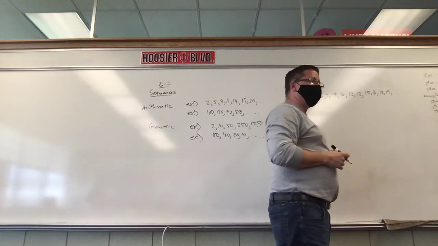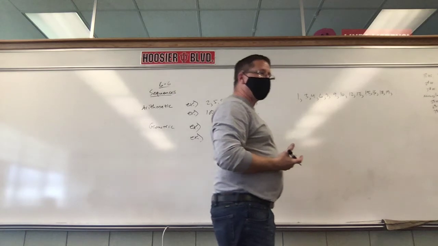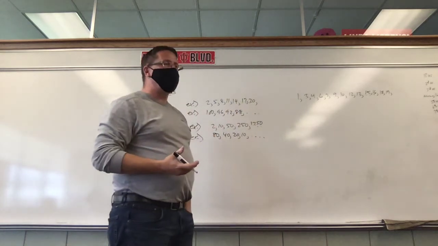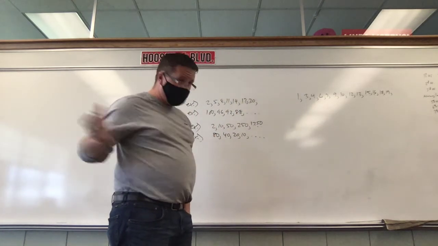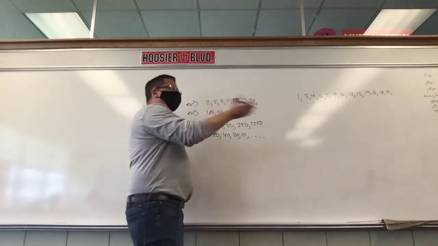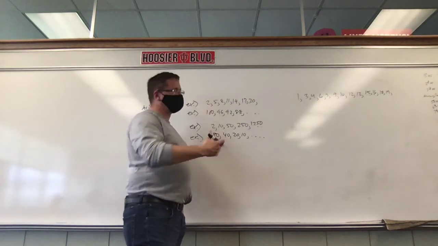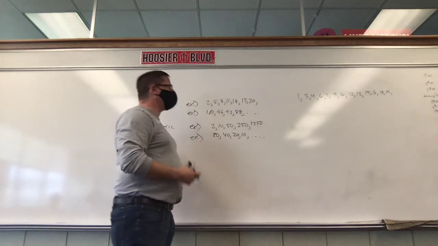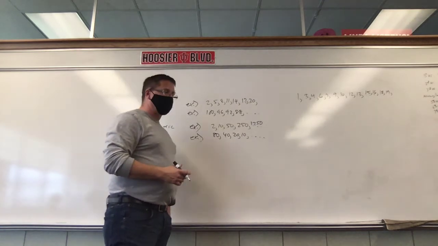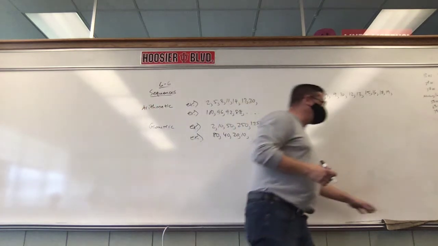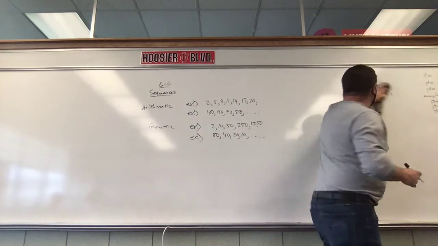So, is there a pattern? Yes. Is it arithmetic though? No, because it has to go up by the same number how often? Every time, okay? Here it's flip-flopping. It's going up 2, then it goes up 1, then it goes up 2, then it goes up 1, okay? So in that case, it wouldn't be arithmetic or geometric. So just because there's a pattern doesn't mean it's arithmetic or geometric. It might not be either one, okay?